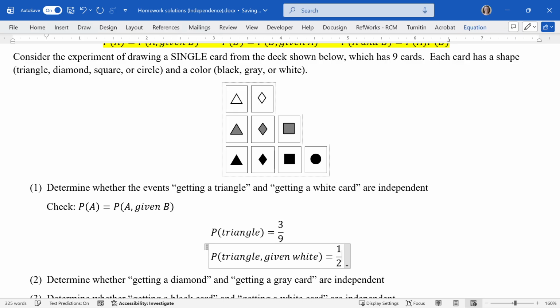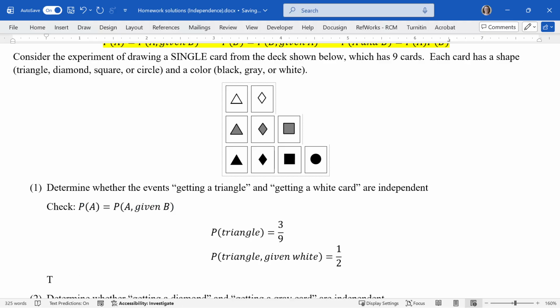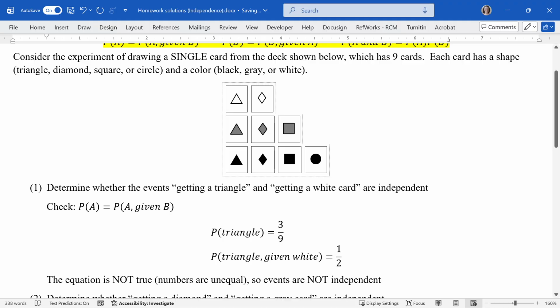Okay. So these are not the same number, right? 1/3 and 1/2 are different numbers. So this equation is not satisfied. They're not the same number. Okay, the equation is not true. Numbers are unequal. So events are not independent. So knowing that the card is white makes a big difference to the probability of whether it's a triangle. Makes a much higher probability of being a triangle, simply because there's no square or circle in the white card, so it's a higher probability that it's the triangle.